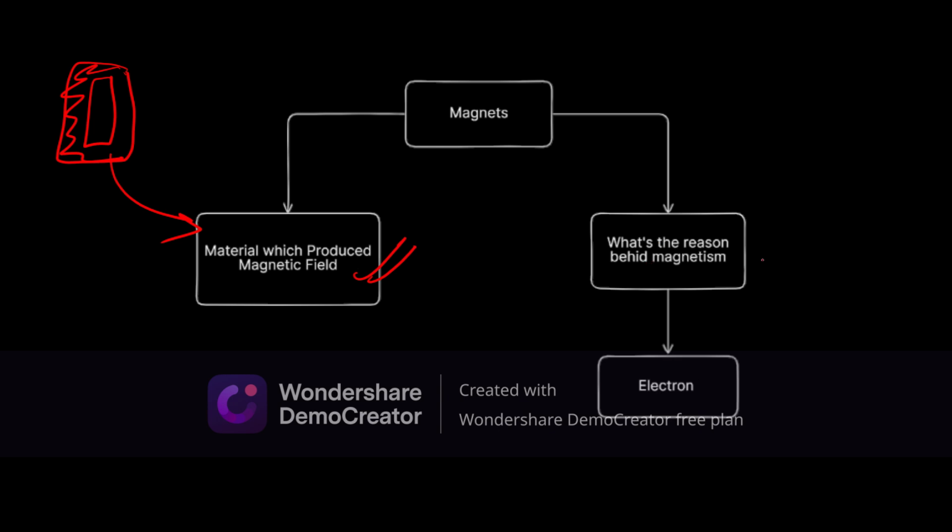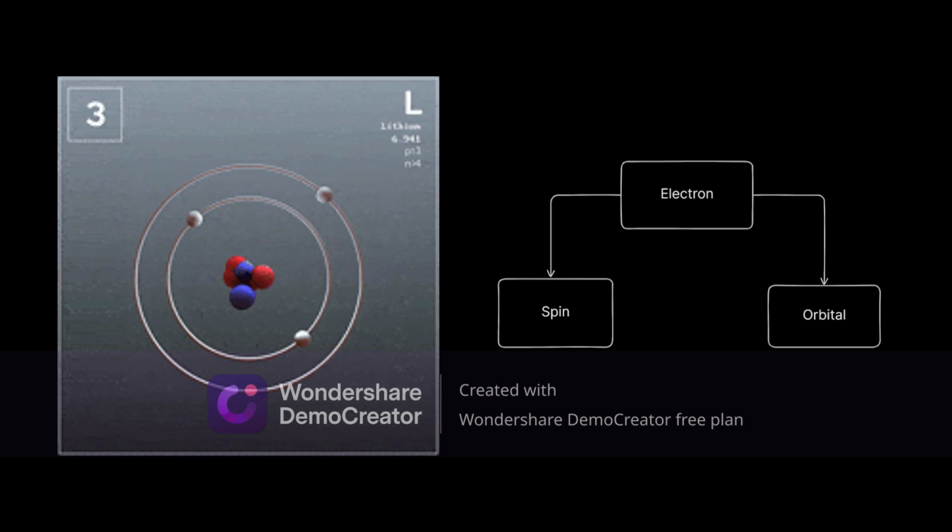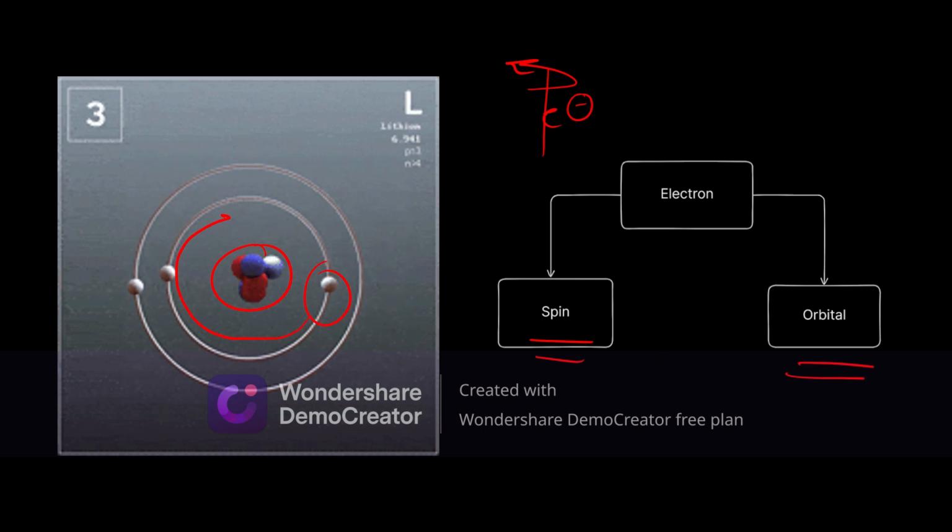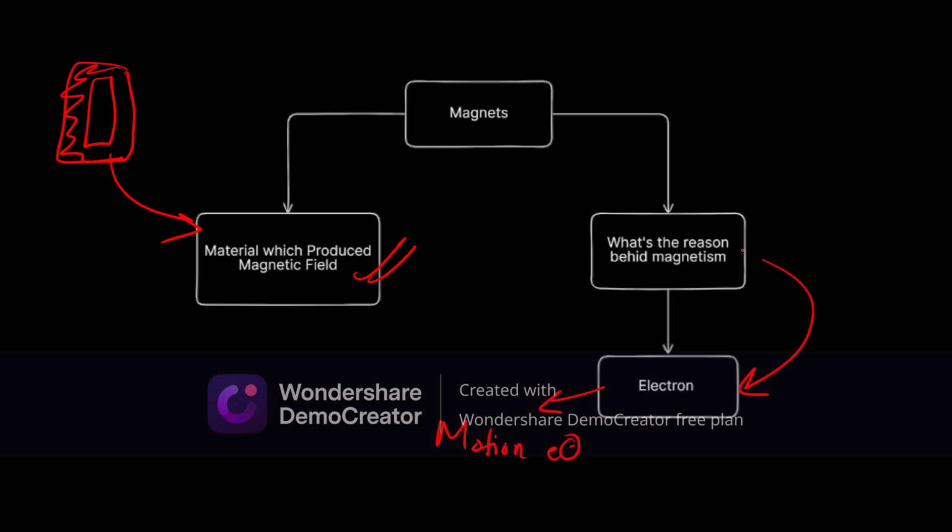The reason behind this magnetism is the motion of electrons. As we know, we have two types of motion. First one is spin, where the electron moves on its own axis. And the second one is the orbital motion of the electron, where the electron is moving in a particular orbit around the nucleus. Because of these two motions, we have that disturbance around the material, which is known as the magnetic field. So electrons play a very important role in giving the property of a magnet.